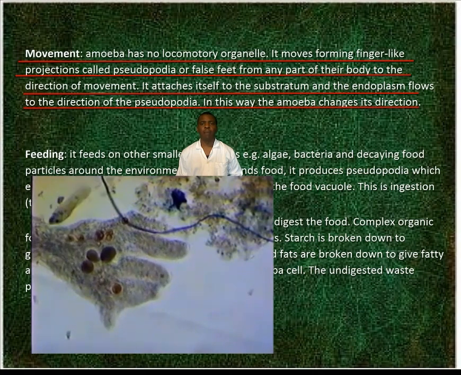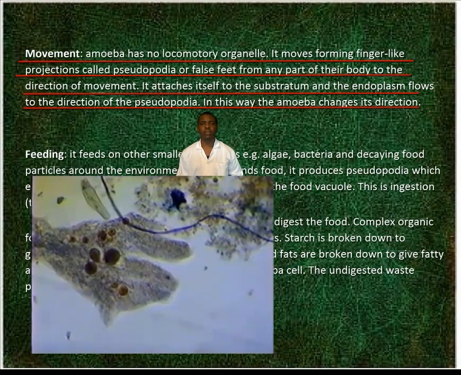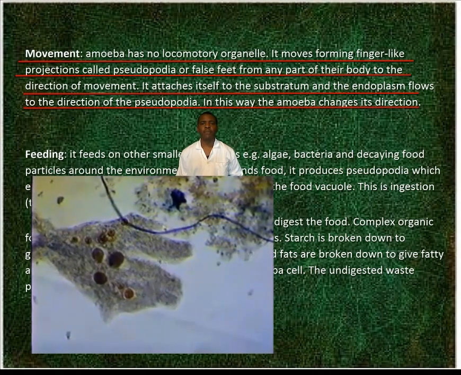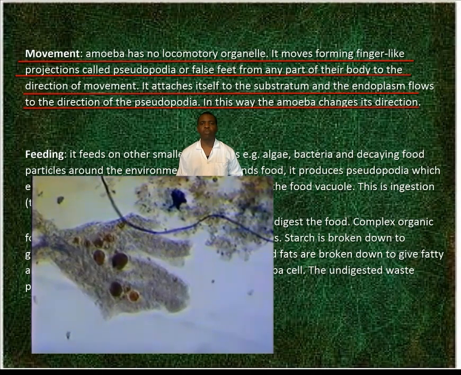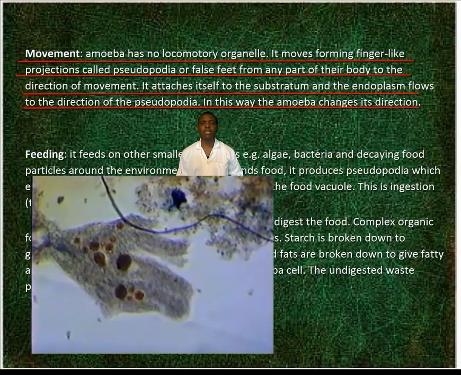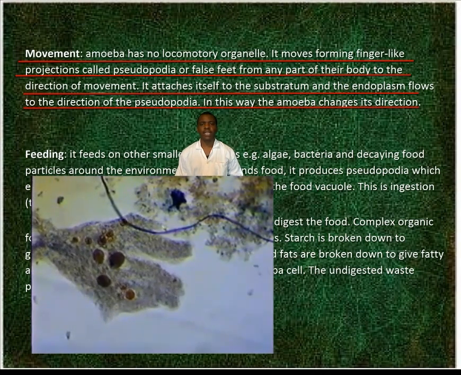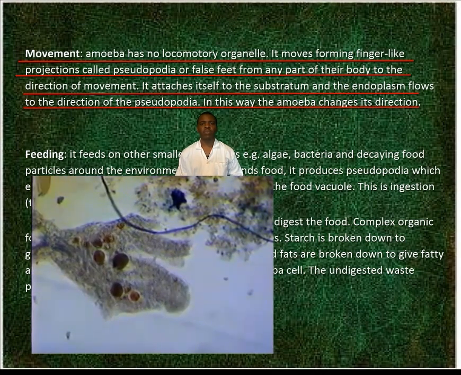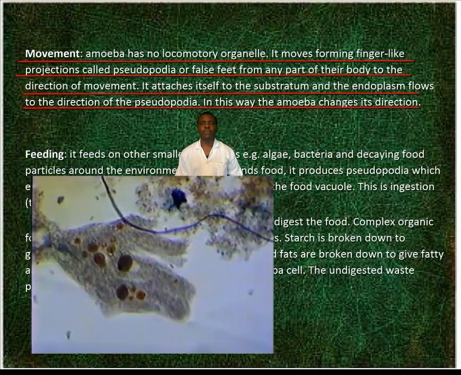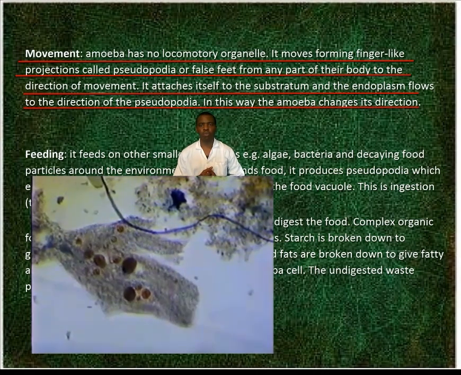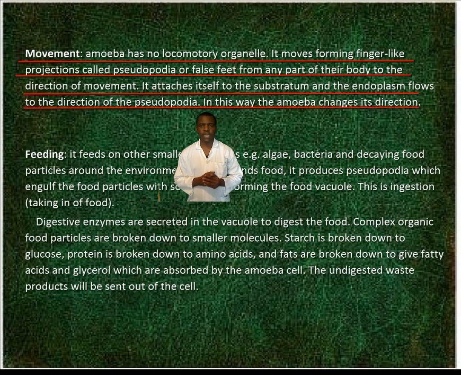Movement: Amoeba has no locomotory organelle. It moves by forming finger-like projections called pseudopodia or false feet from any part of its body in the direction of movement. It attaches itself to the substratum and the endoplasm flows in the direction of the pseudopodia. In this way, the amoeba changes its direction.